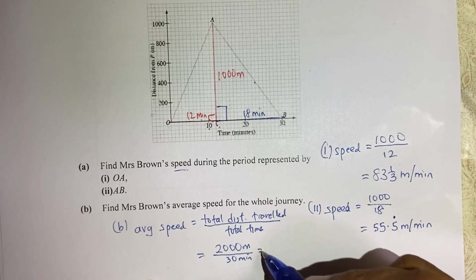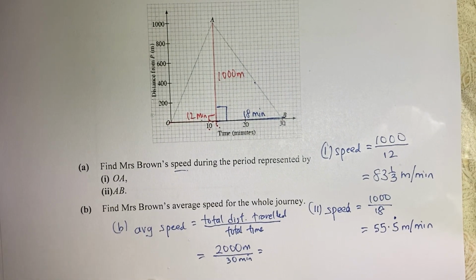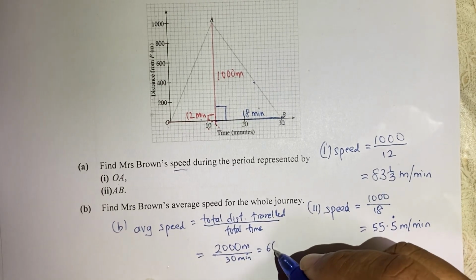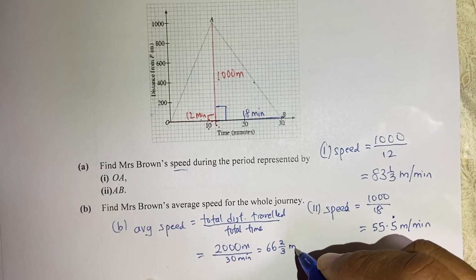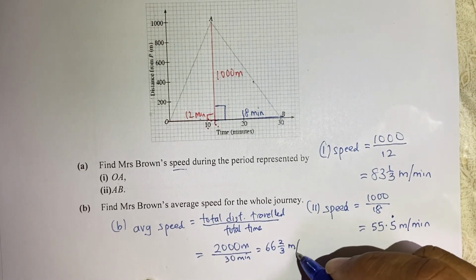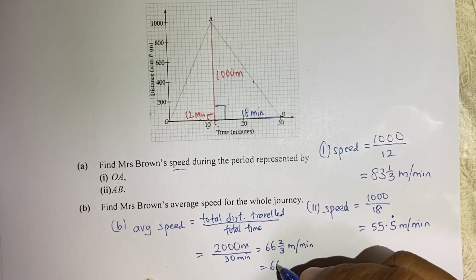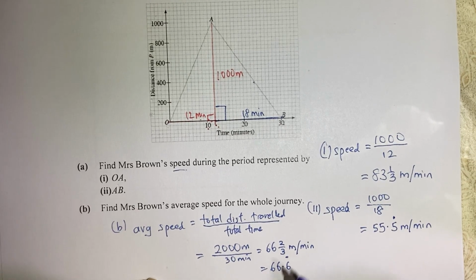So the average speed will be 2,000 divided by 30. You are going to get 66 and 2/3 meters per minute. Or we can write down 66.6. Up to you. These two are correct answers.